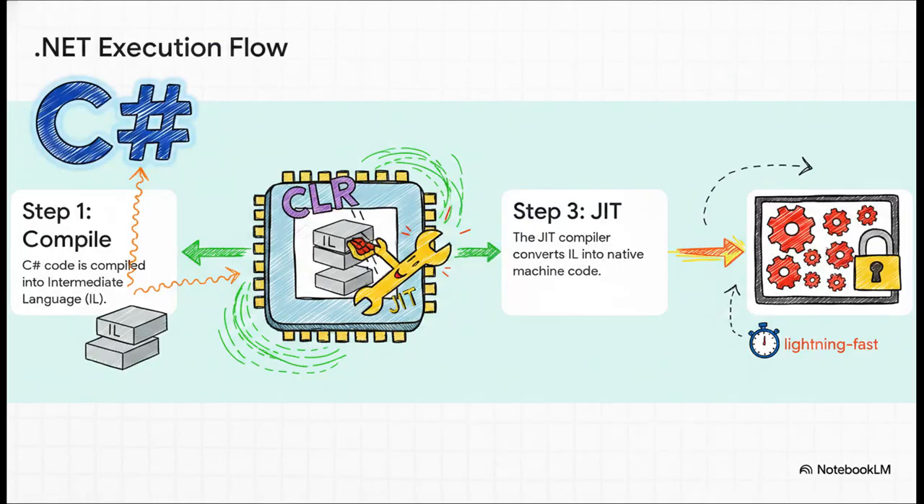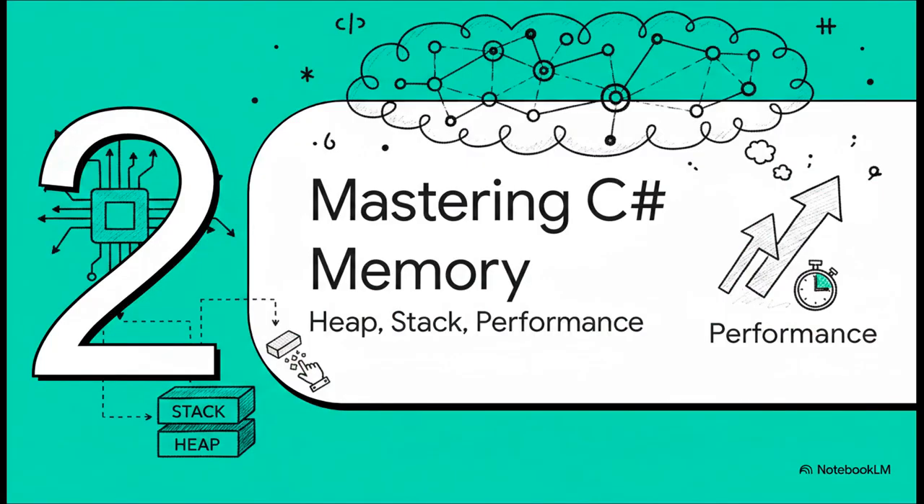So how does this work? Well, when you write C-sharp code, it first gets compiled into something called intermediate language, or IL. Then, when you run your app, the CLR's just-in-time, or JIT compiler steps in. It takes that IL and translates it into native machine code that the computer can actually understand right when it's needed. And it's smart. It caches that compiled code so it doesn't have to do the work twice, which makes everything run super efficiently.